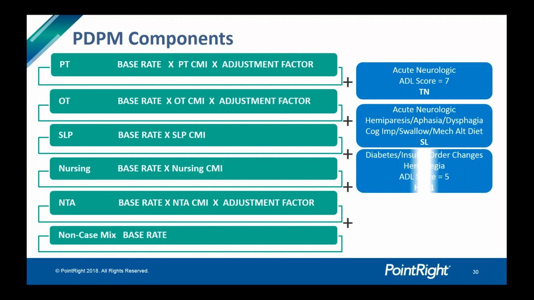Next up, we have the nursing category. Remember those checks? And checklist. So we've got the diabetes, we've got the insulin in section N, we've got the insulin order changes on 2 or more days. It has to be 2 or more days.